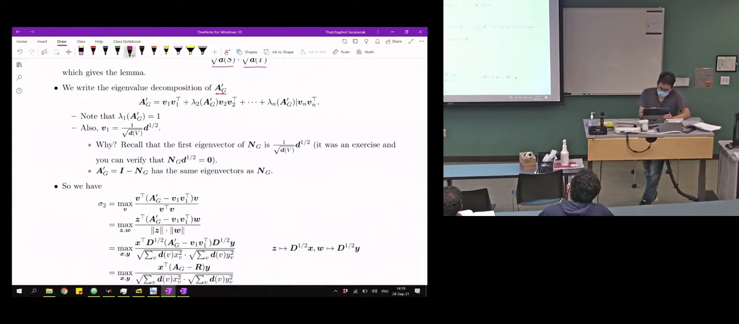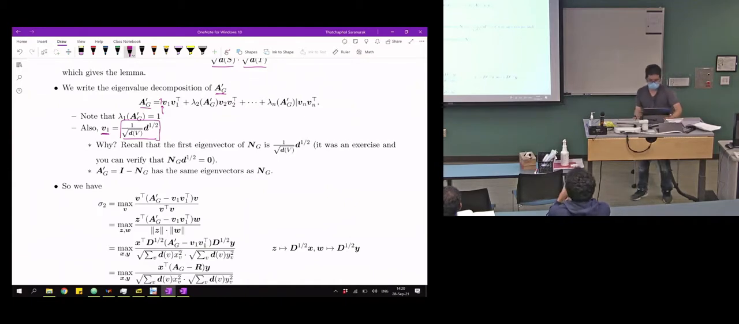Well, I can just take this normalized adjacency matrix and write the eigenvalue decomposition of it. Note that the first thing here is 1, because the first eigenvalue is 1. And what actually is the first eigenvector? Well, it's going to be this thing.